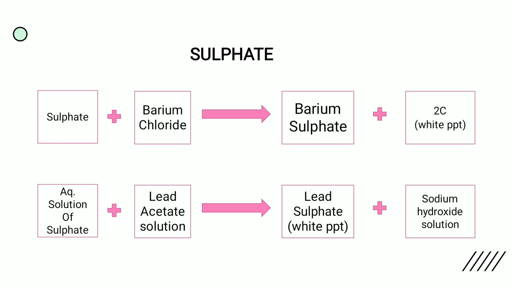Next is sulfate. In sulfate we perform the limit test for sulfate. The sulfate reacts with barium chloride in the presence of HCl or any acidic medium. It forms barium sulfate, observed as a white precipitate. Next, an aqueous solution of sulfate reacts with lead acetate solution and there is a formation of lead sulfate. Then some sodium hydroxide is added to the lead sulfate, and the precipitate obtained dissolves.